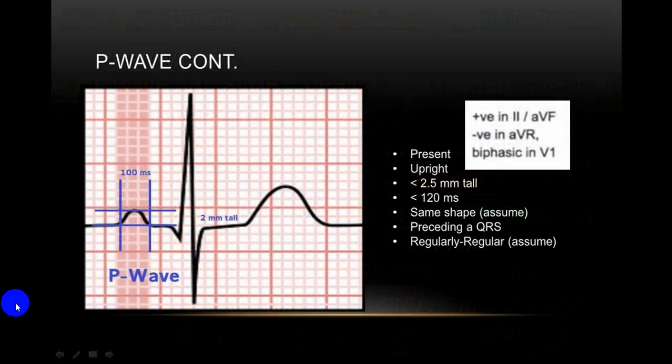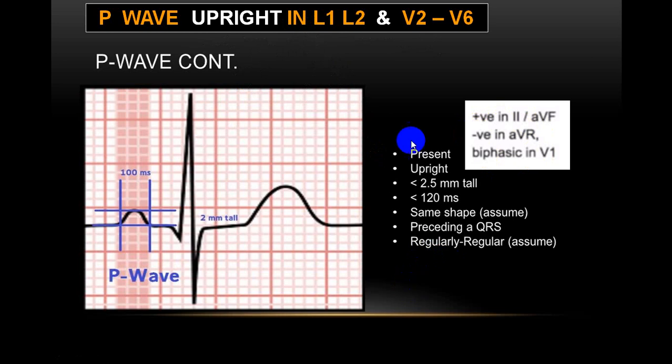This diagram shows you an upright P wave. The duration is 2.5 small squares, which means 100 milliseconds, and the height is 2 to 2.5, so it is never more than 2.5. That is called the amplitude. The P wave is upright in lead 2 and aVF. It is always negative in aVR and biphasic in V1. The P wave is upright in lead 1, lead 2 and V2 to V6.